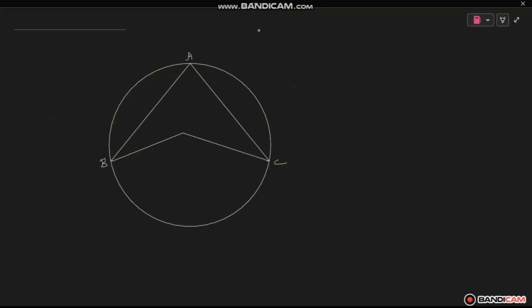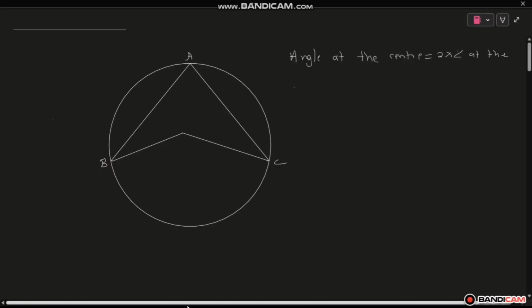So out of this shape, we have a theorem that says angle at the center is 2 times angle at the circumference. So what you must know here is that for us to find the center, if we have the circumference, we times the circumference by 2 to get the center. But if we have the center, we divide it by 2 to get the circumference. That's what is said by the theorem. I hope you understood that.